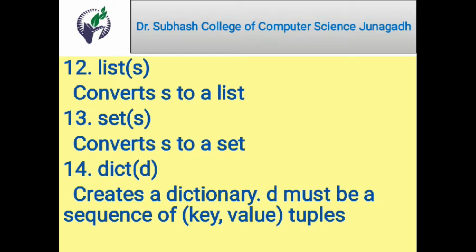set(s) converts s to a set. You know very well what a set is. In mathematics, a set does not contain any repetitive values and is used to represent a set of values. dict(d) creates a dictionary. d must be a sequence of key-value tuples, so it must contain tuples, all in key-value pairs. So let's see another example.